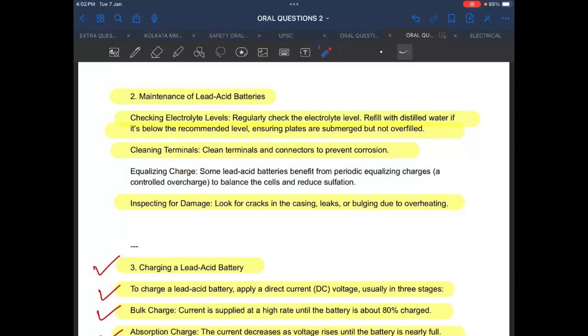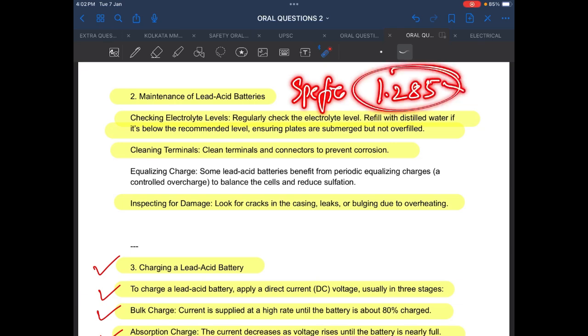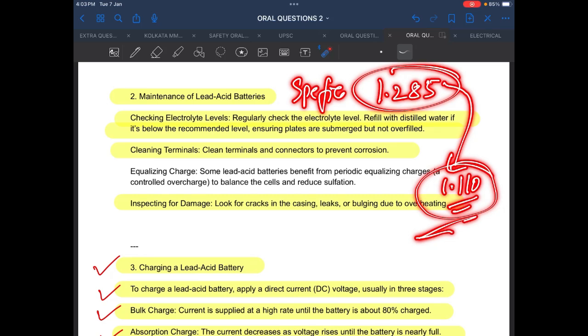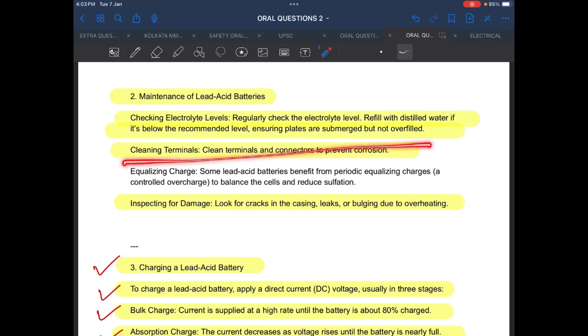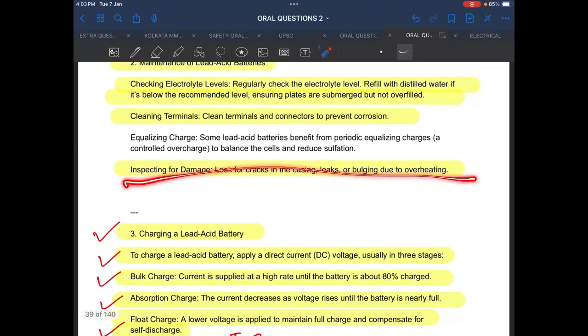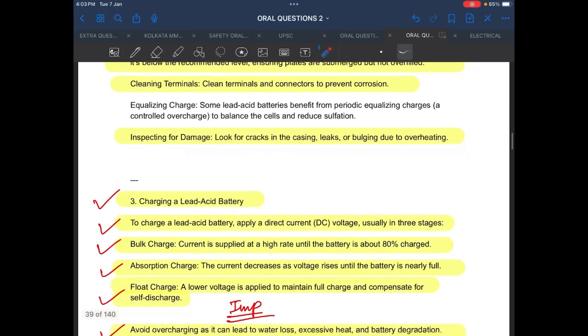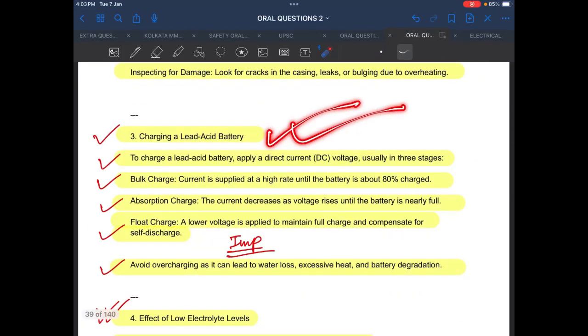For maintenance, we always have to check the electrolyte level and specific gravity. At full charge the specific gravity is 1.285, and when the specific gravity falls to 1.110, it means your battery is in discharged condition. We have to charge the battery, and if it is already charged but the specific gravity cannot be maintained, we have to fill with distilled water also. Also always check the terminals, inspecting for any damage. Charging a lead acid battery, we have to charge it properly.